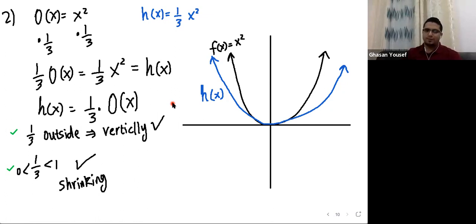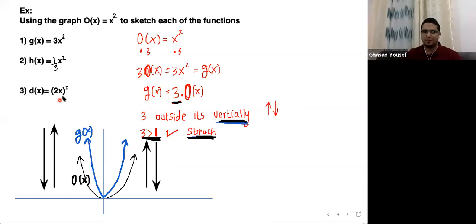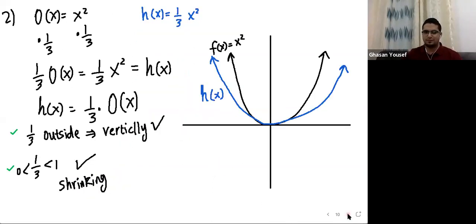So now for the third one, d of x equal 2 times x, everything square. Number 3, the function asks me to graph d of x equal 2 times x, everything square.